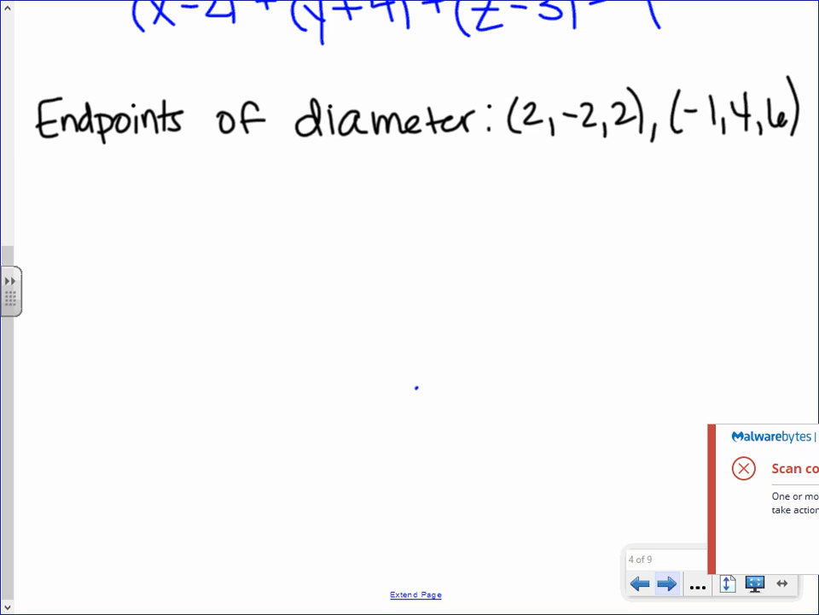Okay, brainstorm at your pod first. If we need the center and the radius to write the equation of a sphere, how do we take these two pieces of information and write the equation of a sphere? You have 60 seconds to talk at your pod.